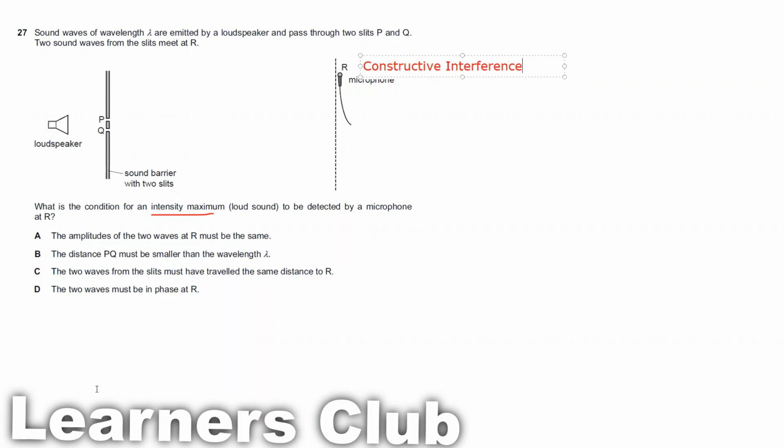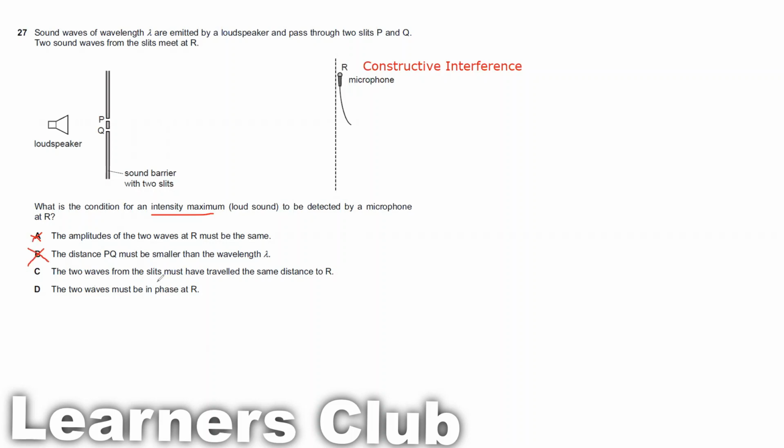Let's see option A. The amplitudes of two waves at R must be the same. When interference is taking place, it is not a necessary condition that the amplitudes should be the same. Amplitudes can be the same or not the same, but still you can have constructive interference. So this is not the answer. Option B, the distance PQ must be smaller than the wavelength lambda. That has nothing to do with this case.